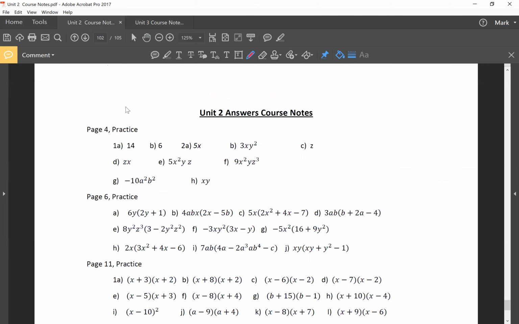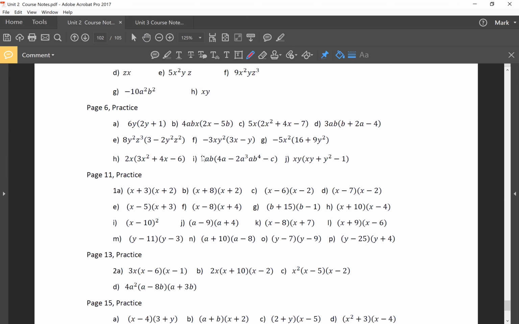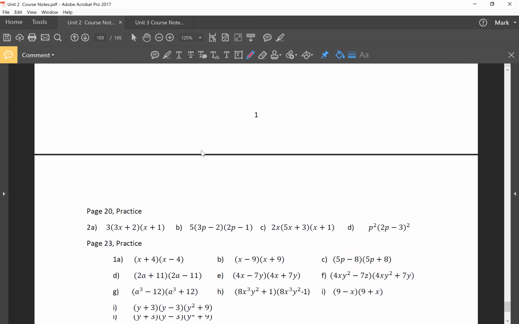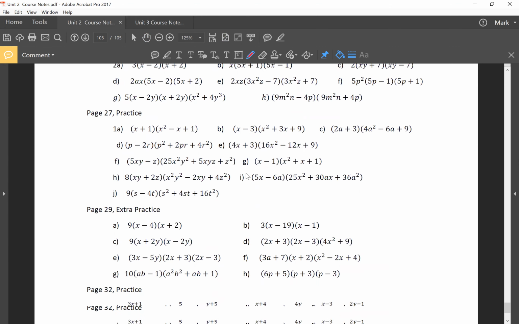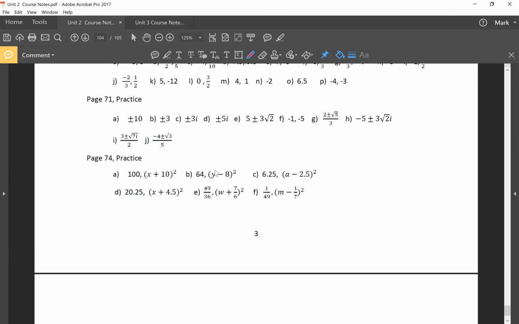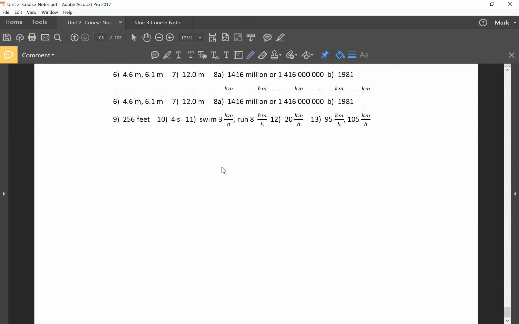Let me make sure I'm sharing that. So the Unit 2 answers, I'm trying to circle that, it doesn't look very good. There we go. They are on page 101. Okay, so you can see all of the answers to all of the questions are here.